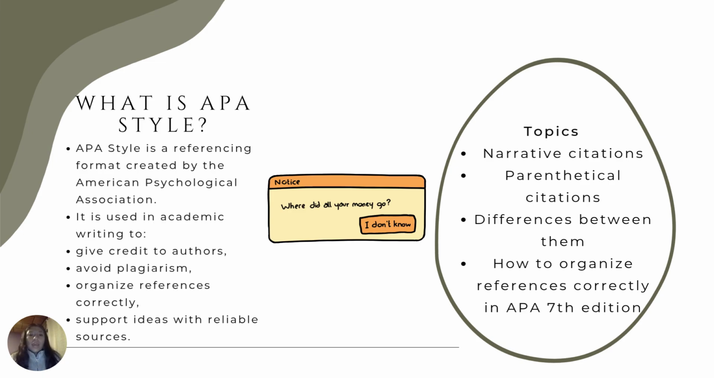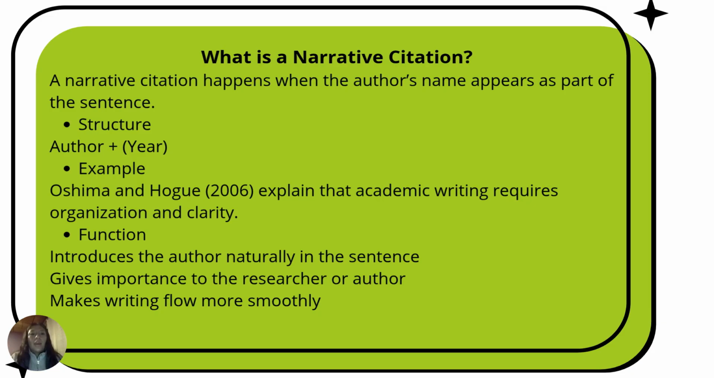In this work, I'm talking about different topics. There are narrative citations, parenthetical citations, the difference between them, and how to organize referencing correctly in APA 7th edition. First, what is a narrative citation?